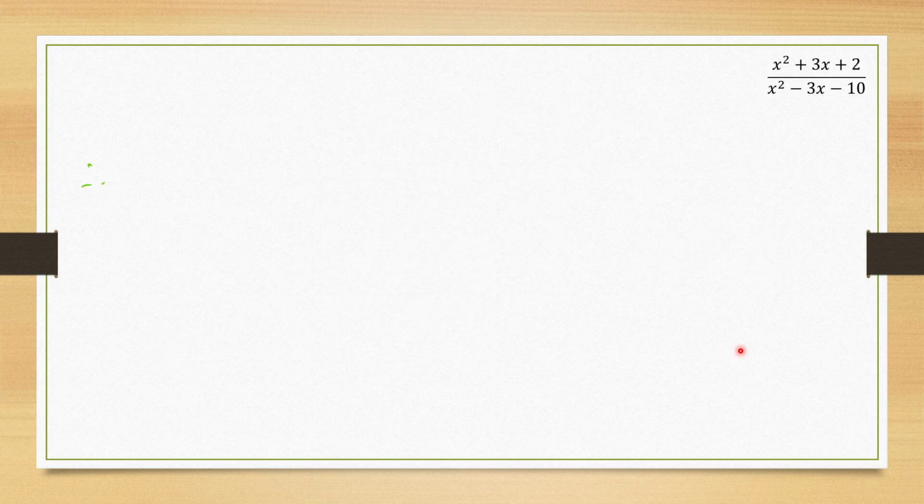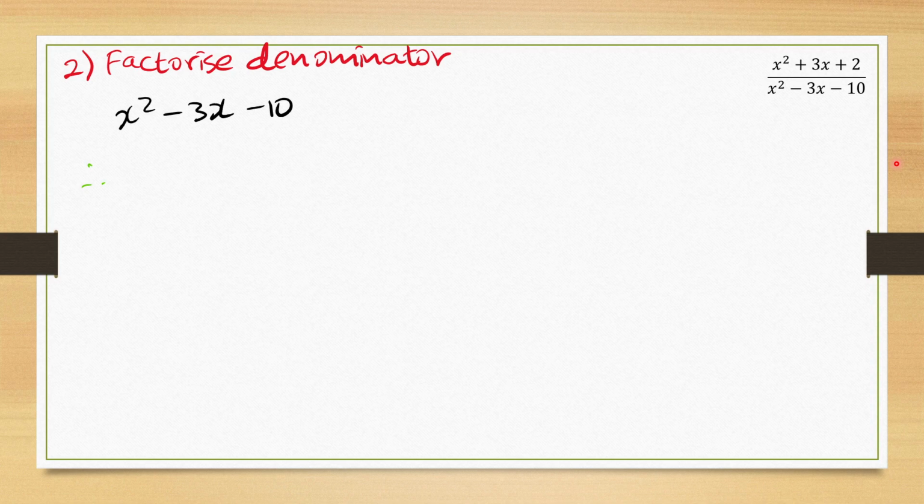Now we do the same. I'm just going to put the question up again. We're going to do the same, but for the denominator. So factorize the denominator, and this is the denominator. Same as before, we check if there are any common factors that we can take out. As you can see, there is nothing you can take out, because none of these have anything in common. Now we're going to find the factors of 10. So the factors of 10 are 1 and 10, or minus 1 and minus 10. And the other one is 2 and 5, or minus 2 and minus 5.